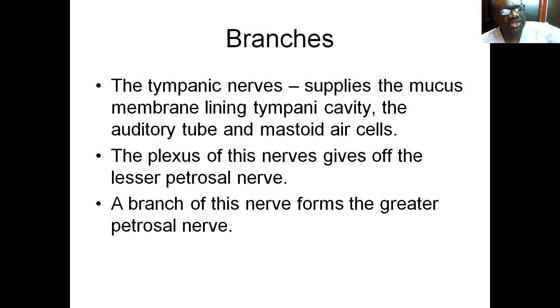The branches of the glossopharyngeal nerve are worthy to be praised. The tympanic nerve supplies the mucous membrane lining the tympanic cavity, the auditory tube, and the mastoid air cells. The plexus of this nerve gives off the lesser petrosal nerve. A branch of this nerve forms the greater petrosal nerve.